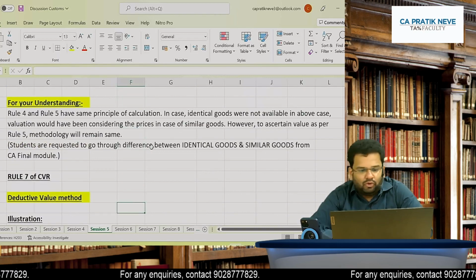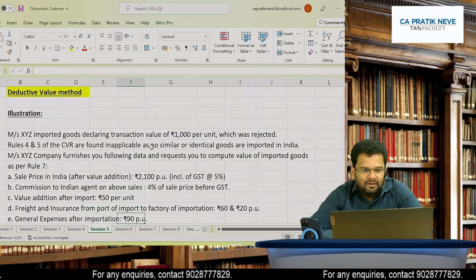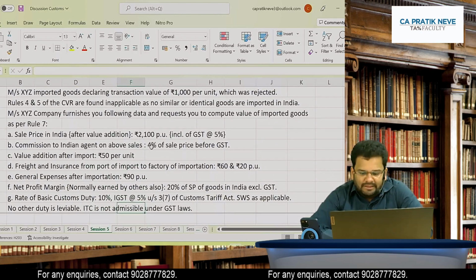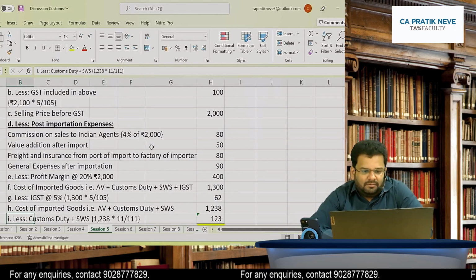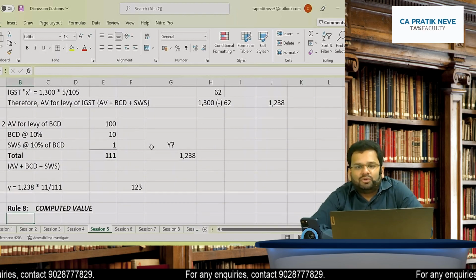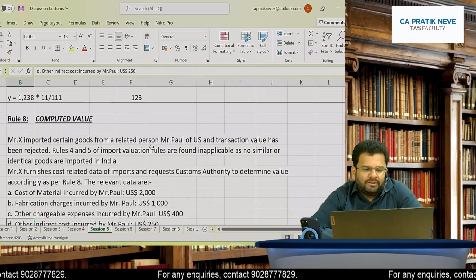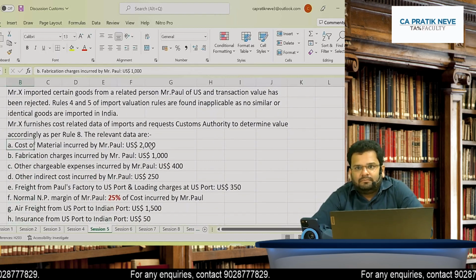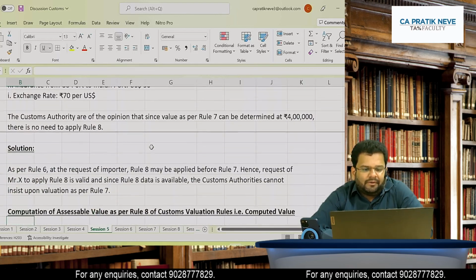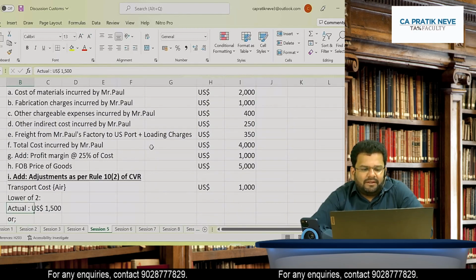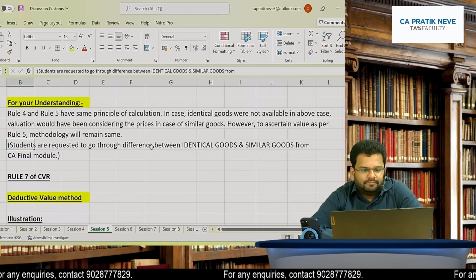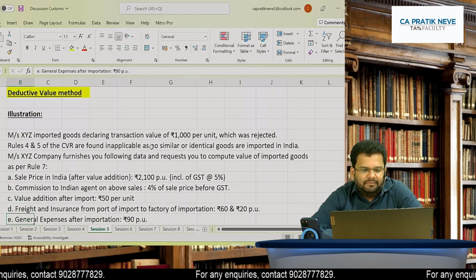I have given a note also on that. So I will now tell you the deductive method and computed method. Deductive method is rule 7 and computed value method is rule 8. Okay. What do you have to do in rule 7? Check with the example.